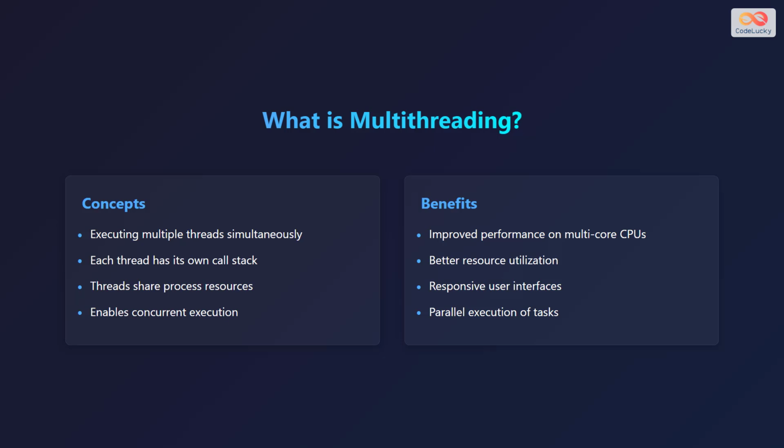Multithreading provides several benefits. It improves performance, especially on multi-core central processing units. It allows for better resource utilization, responsive user interfaces, and parallel execution of tasks.